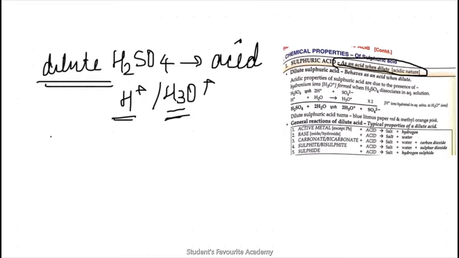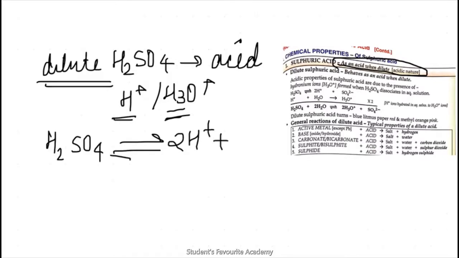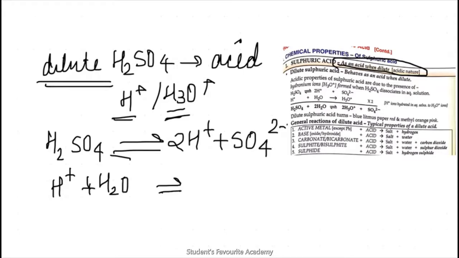If you see the reactions, the H2SO4, upon splitting, upon dissociation, will give me 2H plus and SO4 2 minus. Okay, this is what I am getting. And then this H plus further, plus H2O, will give me hydronium ions. Okay, and of course I'll be getting, so what is happening, children?